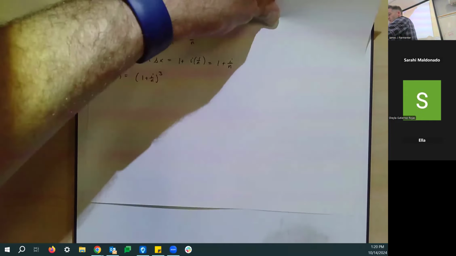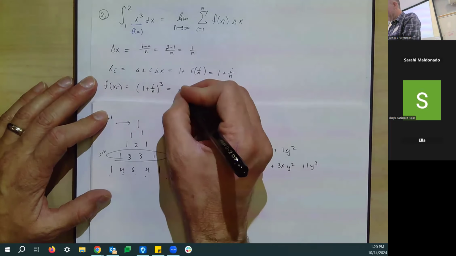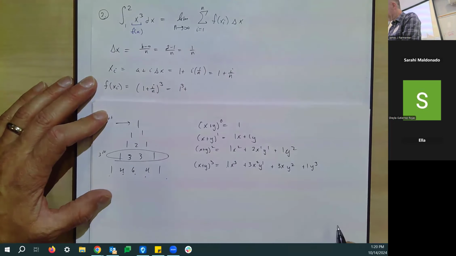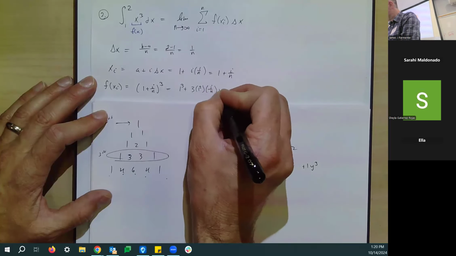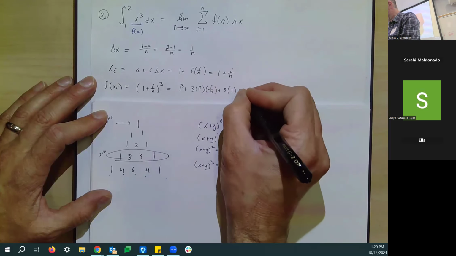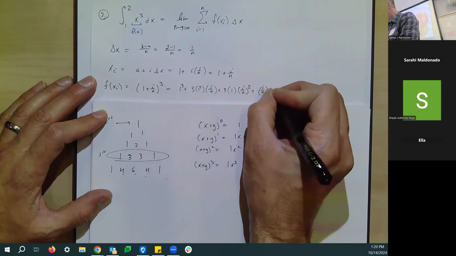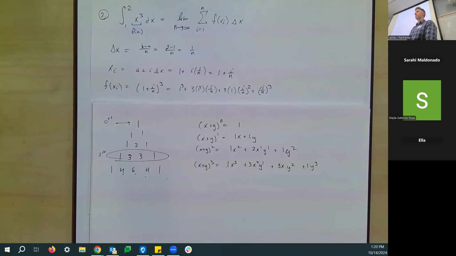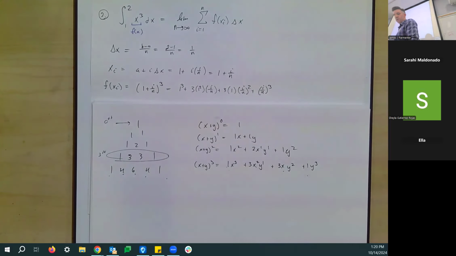To multiply out 1 plus i over n cubed. That's going to be 1 times my first thing cubed, so just 1 cubed, plus 3 times 1 squared times i over n, plus 3 times 1 times i over n squared, plus i over n cubed. This is definitely a pattern you probably should know. Comes up often enough that you should know that, oh yeah, something plus something cubed is 1x cubed plus 3x squared y plus 3xy squared plus 1y cubed.